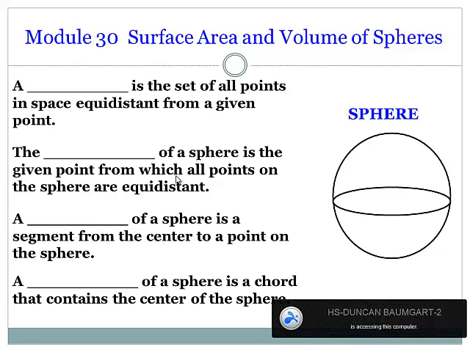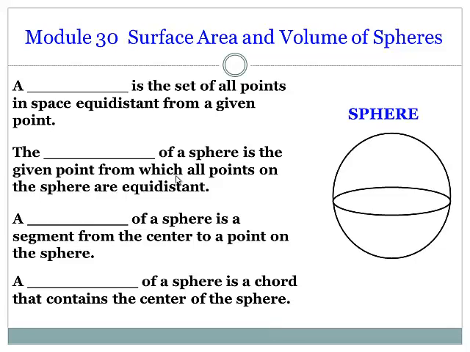This is module 30, surface area and volume of spheres. In previous modules, we had an entire group of modules that were based off of circles. The three-dimensional figure of a circle, in parts, if you go at certain levels, is called a sphere.